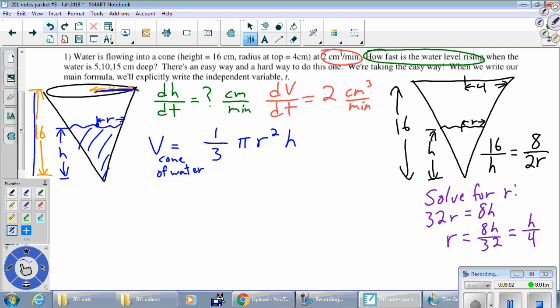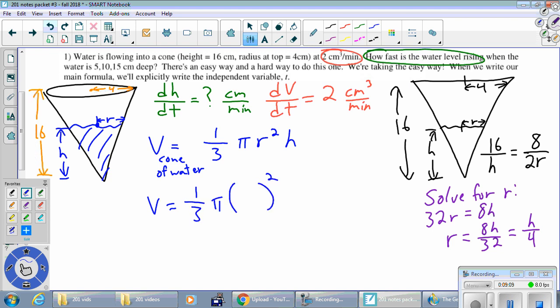Okay, so now we get to substitute that into this equation. 1/3 pi something squared, and then H, and the something used to be R, but now it is the equivalent, H over 4. Much better. The right-hand side now has only one variable in it.